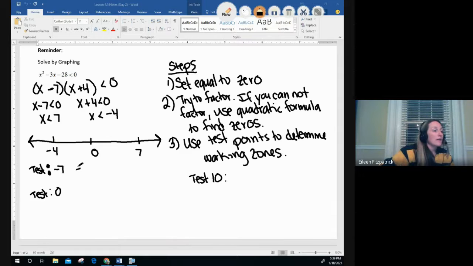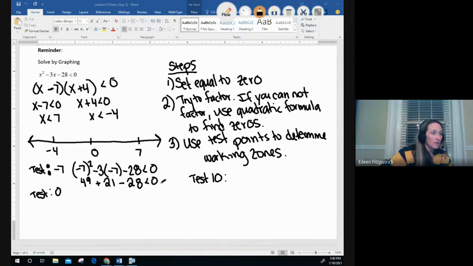So it should be negative 7 squared minus 3 times negative 7 minus 28 is less than 0. Okay, so now I have 49, and then that's going to be a positive 21 minus 28 is less than 0. Okay, and when you check, does that simplify? 49 plus 21 minus 28, is that less than 0? No. Okay, it's going to be greater than 0. So that does not work.